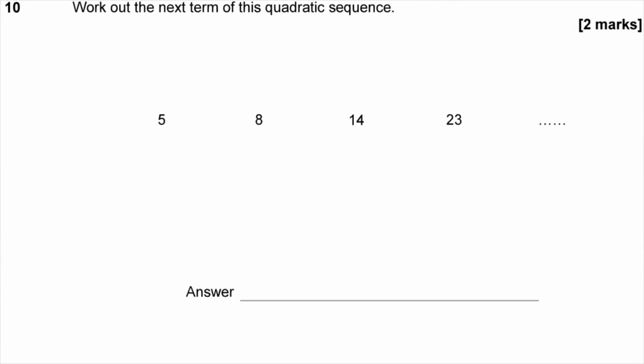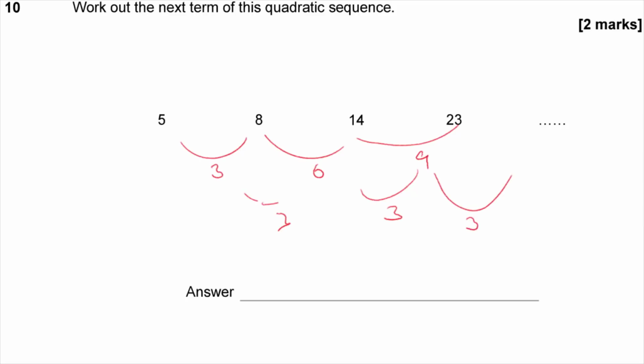23.2. Question 10. Work out the next term in this quadratic sequence. Okay, let's start off by looking at the jump between the various numbers. So from 5 to 8 is 3. Difference between 8 and 14 is 6, and the difference between 14 and 23 is 9. So you can see that the common difference here is 3. It's going up in 3s each time, isn't it? So the next amount it's going to jump up with is another 3. 9 plus 3 is 12, and 12 more than 23 is going to be 35. So the next term in this sequence is going to be 35.